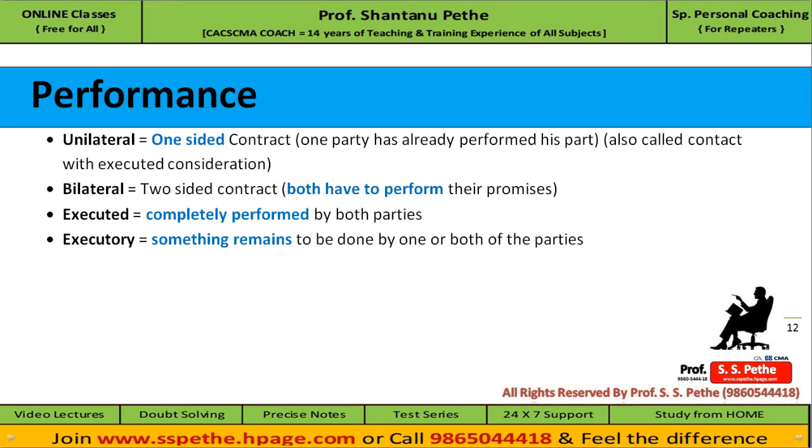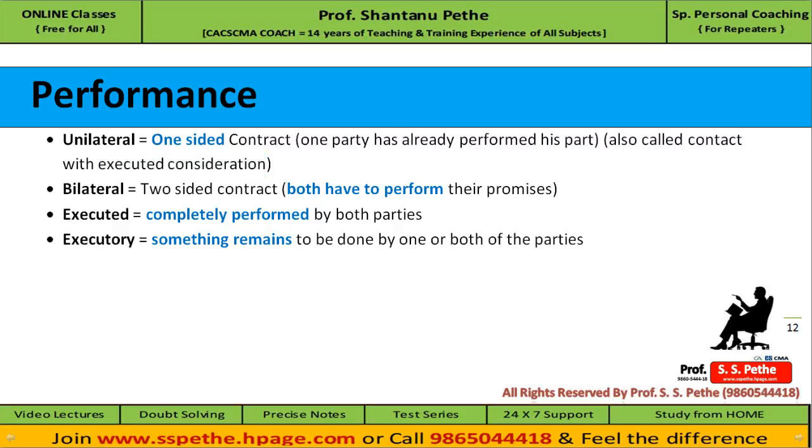Now let's see the kinds of contract based on performance. We can divide a contract on the basis of performance into four parts. First, see the unilateral contract. It is very important. That is a one-sided contract. It means one party has already performed his part and it is up to the other party to perform. So it is also called a contract with executed consideration.